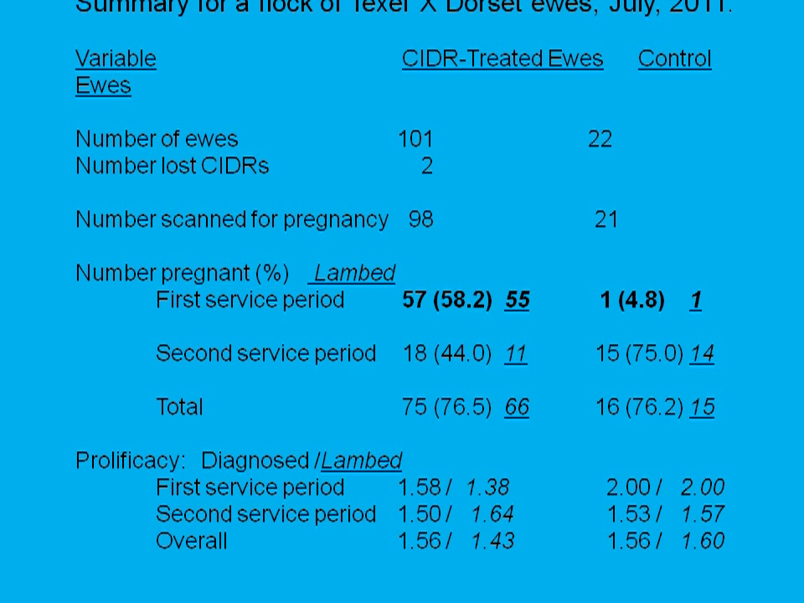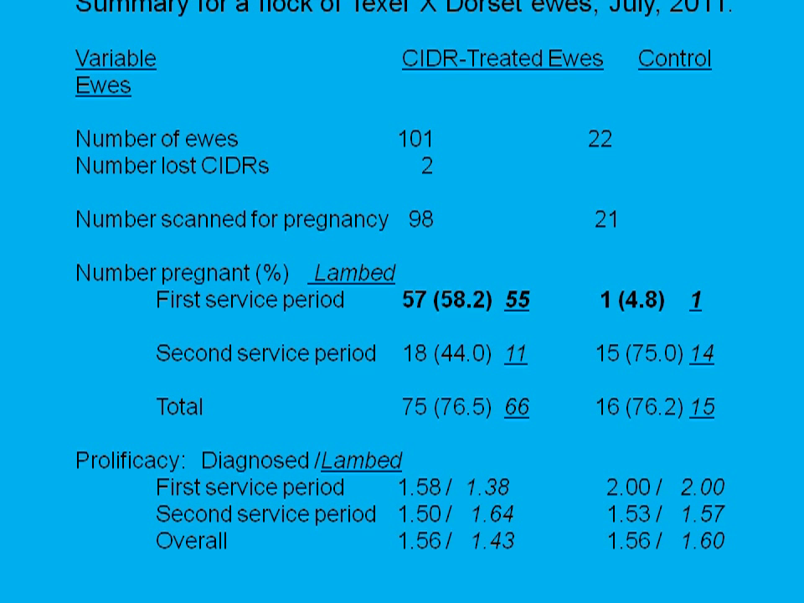At scanning first service period, we got 57 pregnant here, or 58.2%. 55 of those 57 ultimately lambed. And we had just 1 here that apparently cycled on her own, probably due to her Dorset breeding. And she went through and lambed. At second service period, 18 more, 44% of the remainder, and only 11 of those lambed.